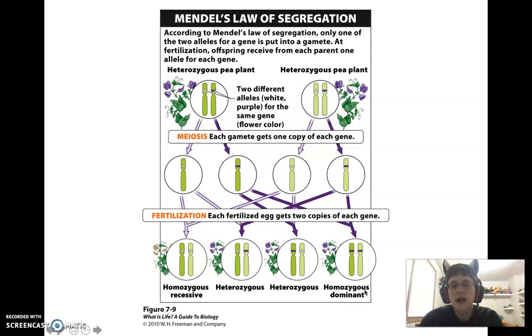We've got on this side homozygous, homo for same, so they've got the same copy. And these are both the purple gene, which we discovered in our last lecture for pea plants. Purple is dominant, meaning that it is going to mask or cover up the other gene, in this case the white. So this is going to be homozygous dominant because it has both copies as the dominant gene. And then on the other side, we've got homozygous again because it's the same copy, both white flower genes in this case, and it's homozygous recessive.